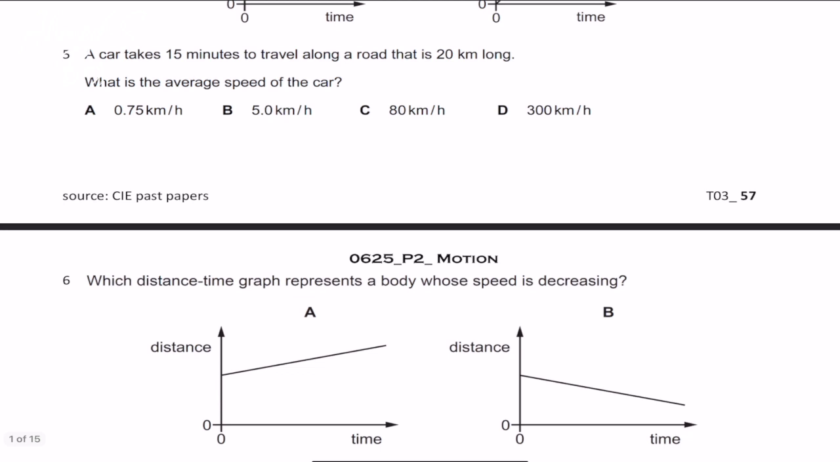A car takes 15 minutes to travel a long road 20 kilometers long. What is the average speed of the car? The speed usually equals total distance divided by total time. So the total distance here is 20 divided by the total time, 15 minutes, which is 0.25 hour. Remember, the measuring unit here is hour for all. So I'm going to write 20 divided by 0.25. It equals 80 kilometers per hour. So I'm going to choose directly C.